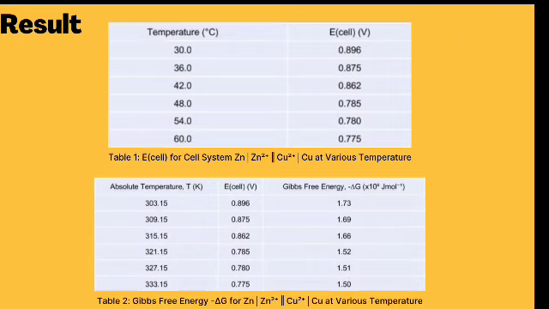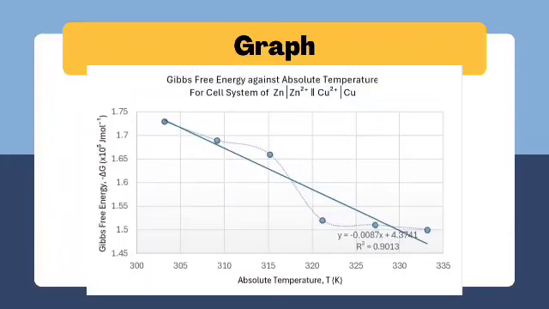As you can see, the temperature is inversely proportional to the E cell. When temperature increases, E cell decreases. And for the second table, we get Gibbs free energy by using the equation delta G equals negative nFE. Then we substitute in the equation, so we get Gibbs free energy as shown here. When absolute temperature increases, Gibbs free energy will decrease. Next, we plot the graph for Gibbs free energy versus absolute temperature.